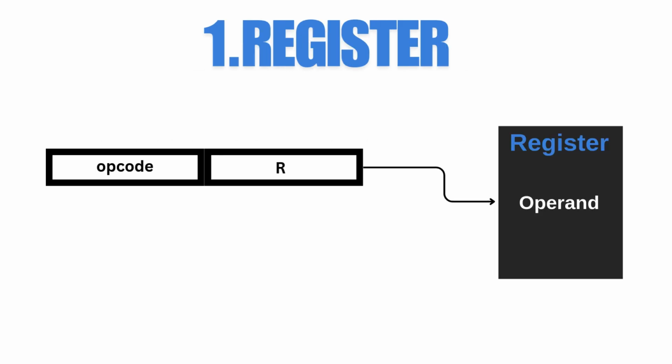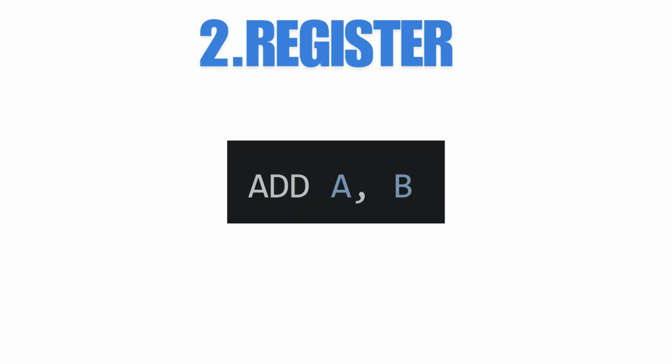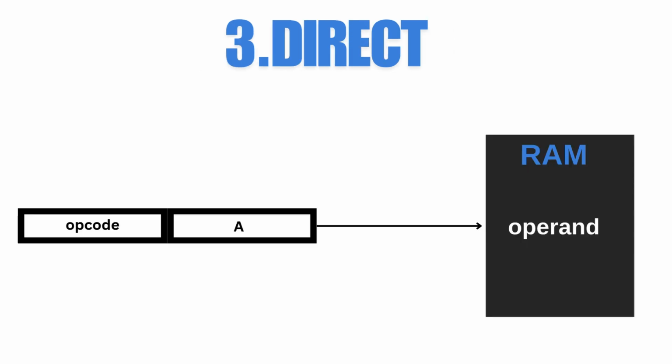The second is the register addressing mode. Register addressing mode is an addressing mode in which the operand is located in a CPU register rather than in memory. The instruction specifies the register that holds the operand, so there's no need to perform a memory access, making it a very fast way to access data. Here, add is the opcode, A and B are registers. This instruction adds the value in register B to the value in register A and stores the result back in A.